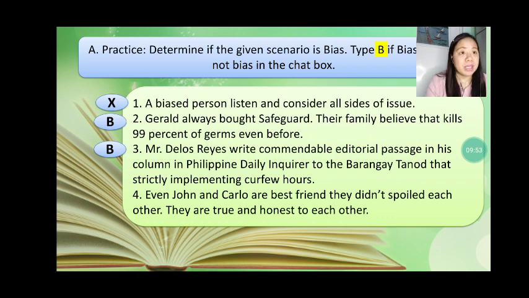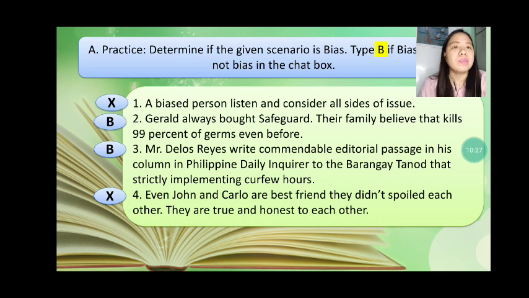So, are the best friends in here biased in the relationship for both of them? Is there bias in here or not? If you answer bias, then that's correct. Okay, perfect. If you answer it's not bias, then that is correct. It's because there is no bias in here kasi nga, John and Carlo are honest with each other. So, hindi nila ini-spoil ng isa't isa. Pag may mali, sasabihin talaga. So, that is not an example of being biased.